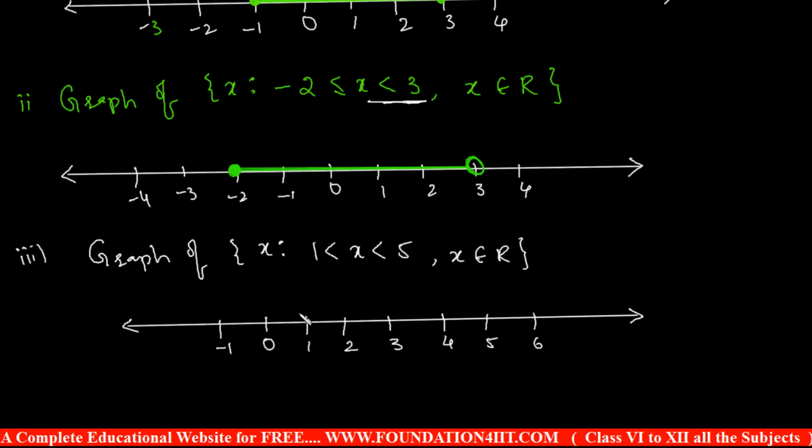1 is less than x, and 1 is not included. For this, at the place of 1, only one circle you can keep, but don't bubble this. And x is less than 5, and 5 is not included. So for this also you can just keep the open circle. But in between 1 and 5, all the numbers, even 1.111 is also a real number, 1.2. That's why for every point on this, you can draw the line.